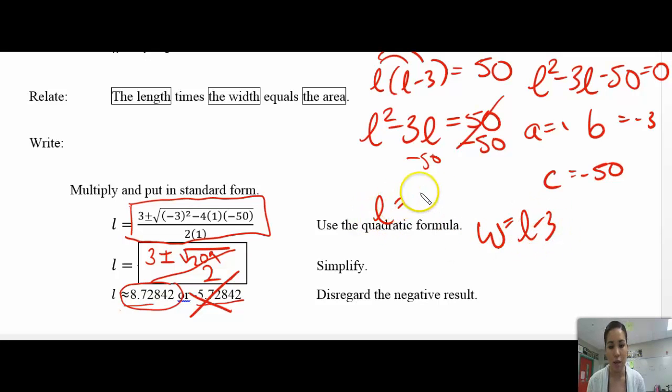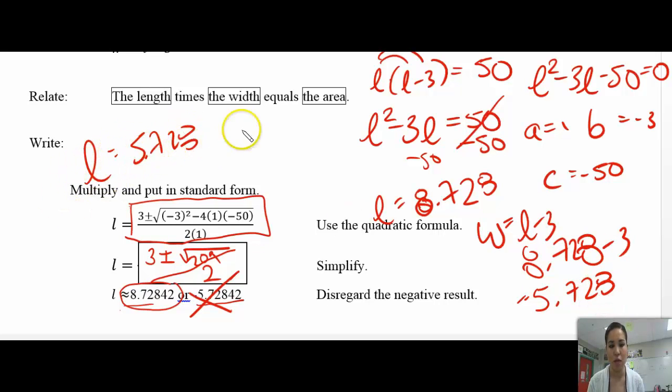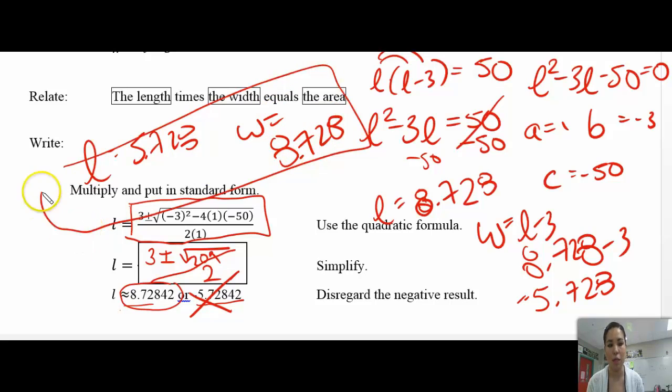So if the length is 8.728, we can do 8.728 minus 3, and we get our answer to be 5.728. So the width is 5.728, and the length is 8.728, and that would be my final answer.